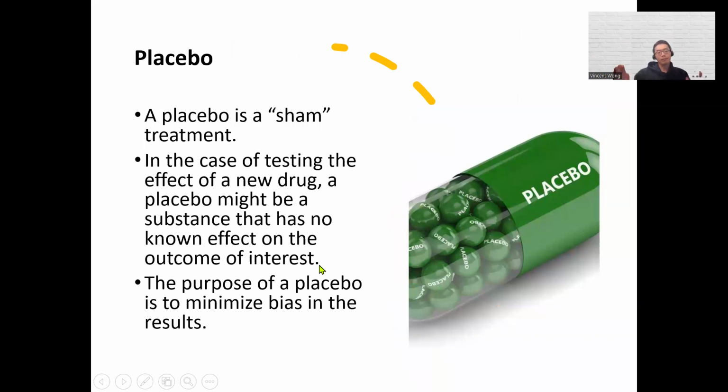Now, another thing when it comes to human testing, and we're just going to focus on, say, testing a new drug, for example: we have to include a placebo. A placebo is essentially a sham treatment. It's not the real drug. It's just a substance that has no effect on whatever it is that you're trying to experiment on. And the purpose of the placebo is to minimize psychological effects and bias.